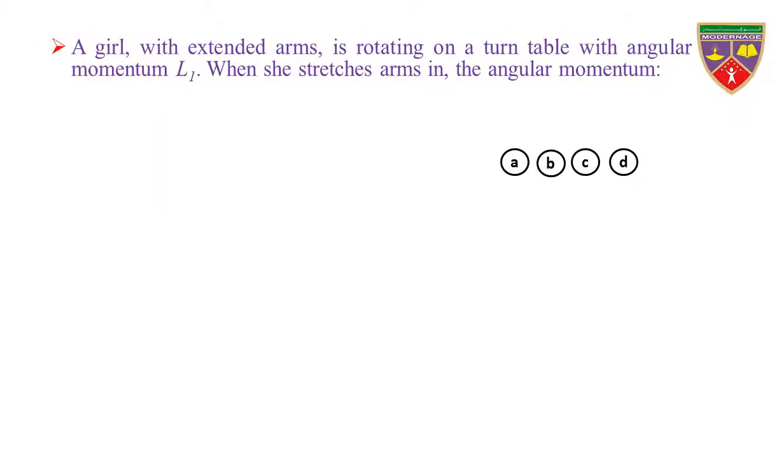A skater with extended arms is rotating on a turntable with angular momentum L1. When she stretches arms in, the angular momentum, option A L2 is less than L1, option B L2 is greater than L1, option C L2 is equal to 0, option D L2 is equal to L1. The key is L2 is equal to L1. Therefore, the correct option is D.